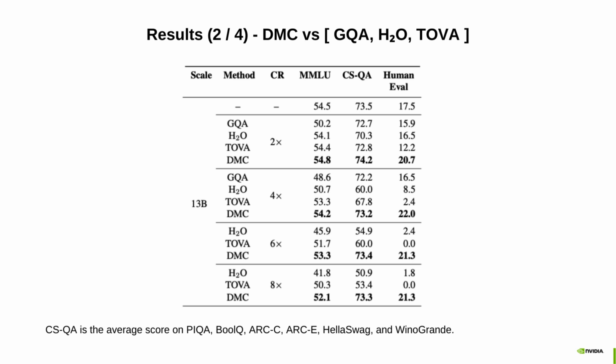We evaluated DMC models on a large set of commonly used academic benchmarks. Additionally, we compared DMC performance against the commonly used GQA method and state-of-the-art KV eviction policies, H2O and TOVA. Generally, DMC outperforms other compression methods across all scales and compression ratios. DMC LLMs retain vanilla performance up to 4x compression and fall behind by only 2% on the MMLU benchmark for 8 times compression.